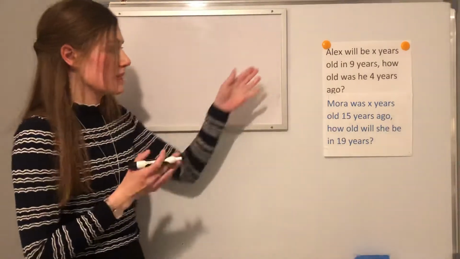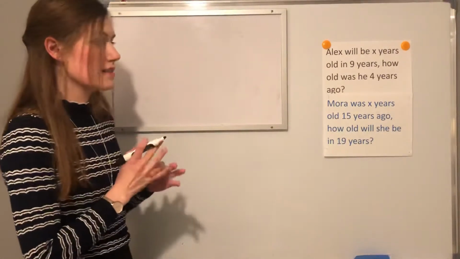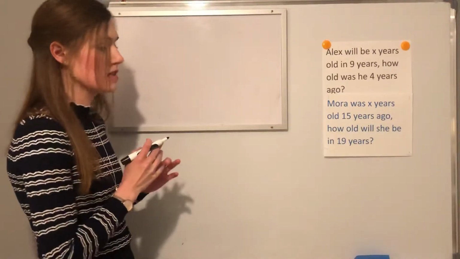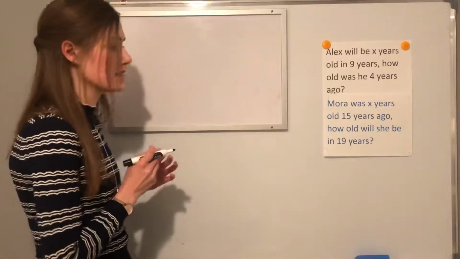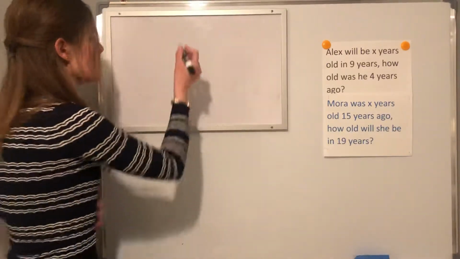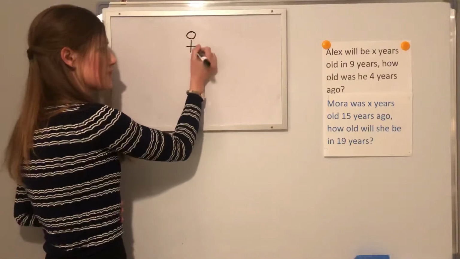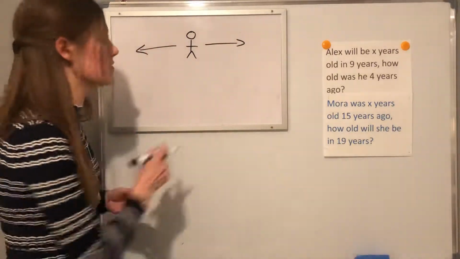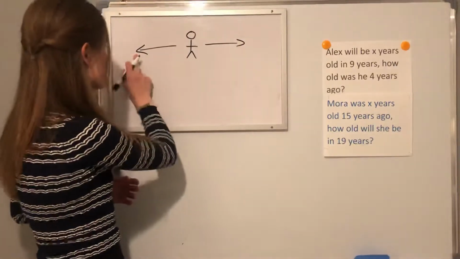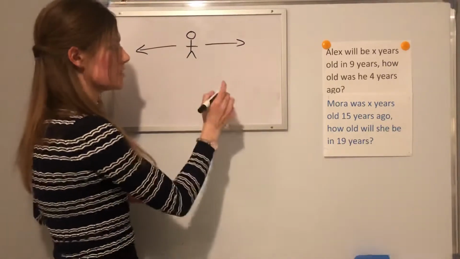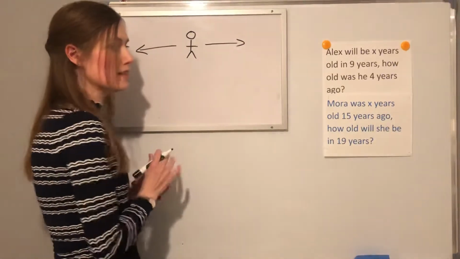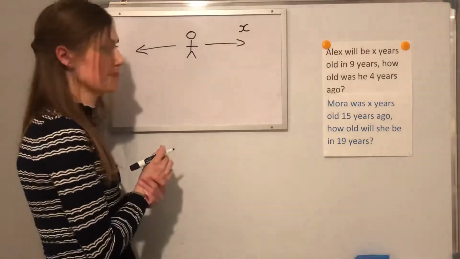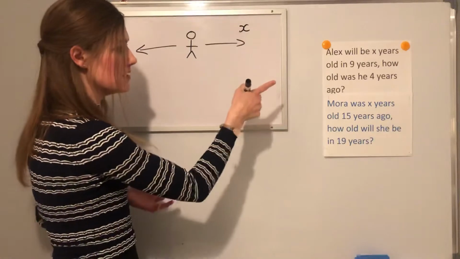The questions will say something like, Alex will be X years old in 9 years. How old was he 4 years ago? And it will often tell you to leave X in your answer. So the way to solve these is to put a stickman and some double arrows. Now this is the future and that's the past. So if it says Alex will be X years old, you put the X in the future. Now that's going to be in 9 years.